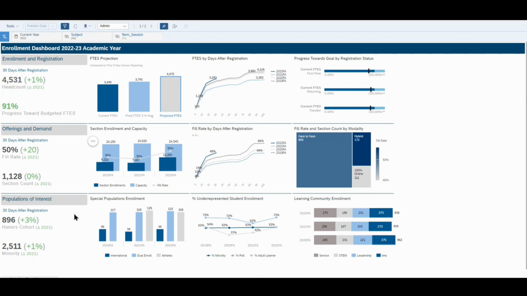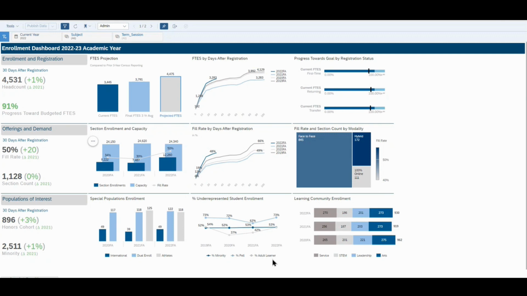The Population of Interest section is tailored to focus on your institution's strategic enrollment priorities, which could include diversity and equity, cohorted programs, and other identified populations that are of particular interest to your institution. You can monitor progress toward enrollment goals or success of targeted enrollment campaigns for these groups and view trends in your student population. For example, you may be monitoring enrollment trends for underrepresented minorities, students receiving Pell, or adult learners.